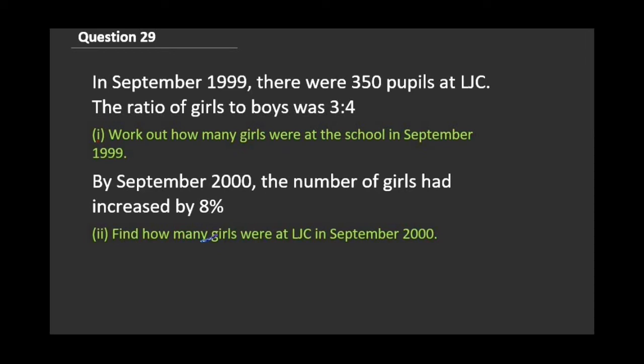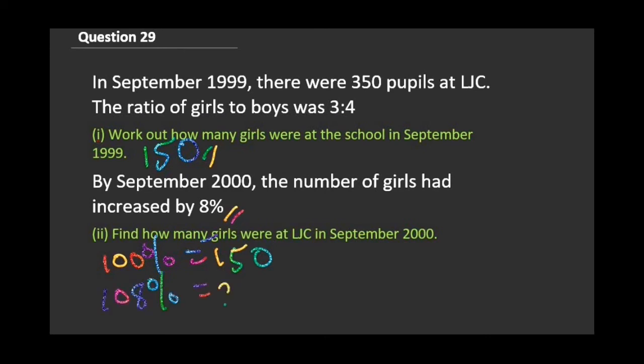So let me write down this answer, 150. By September 2000, the number of girls had increased by 8%. Let the initial amount be 100%. If 100% is equal to 150, since it's now 8% more, 108% will be equal to this. 108% will definitely be more. If more, less under, so we have 108 divided by 100 times 150 over 1.